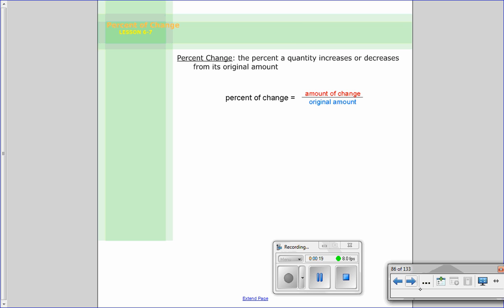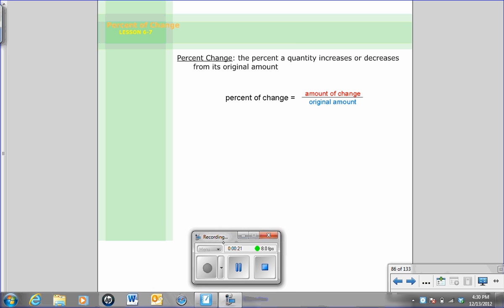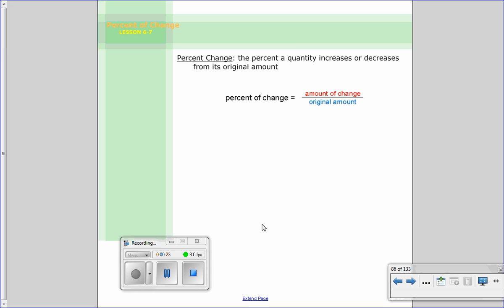We're going to skip the warm-up and go right to the definition of percent of change. When we talk about percent change, that's the percent a quantity either increases or decreases from its original amount. And the way we do this is right here.